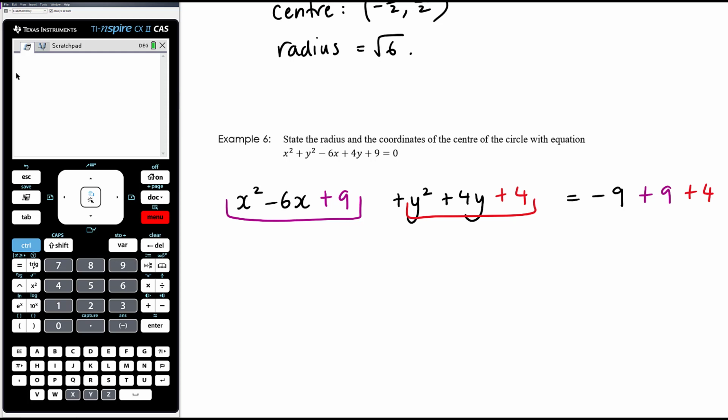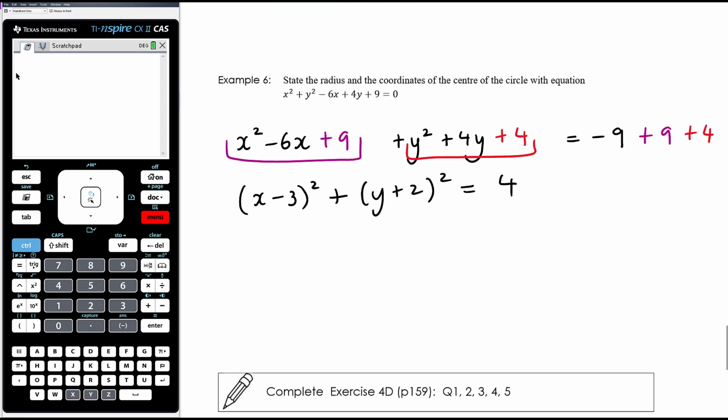Okay, so now the perfect square for x is x minus 3 all squared, plus the perfect square for y is y plus 2 all squared, and then on the right-hand side we've got minus 9 plus 9 and plus 4, and so it equals 4. And so once we've done that, we can now see that the centre is at (3, -2), and the radius is the square root of 4, which is 2.